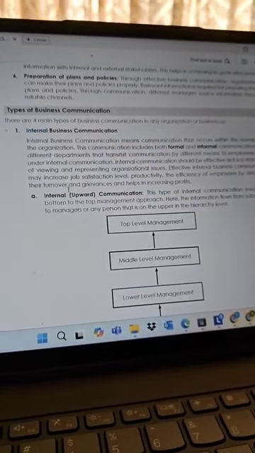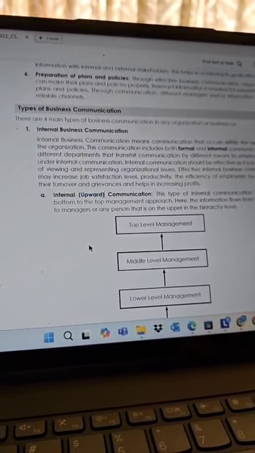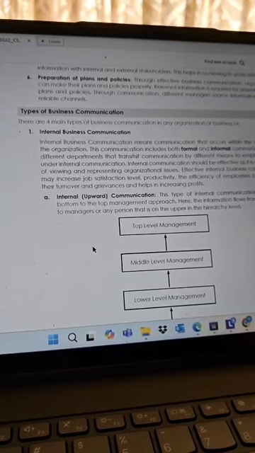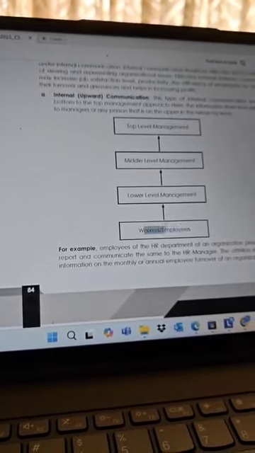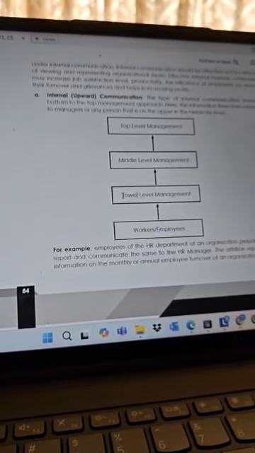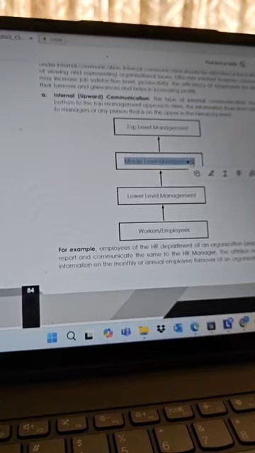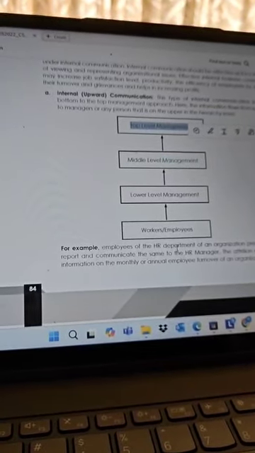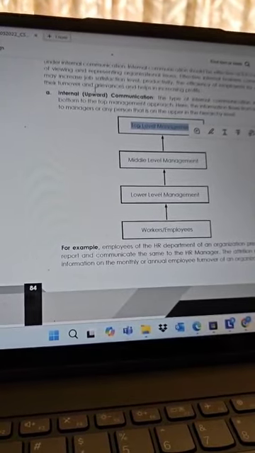Now internal may be upward communication. Upward means what? Going up. So from a bottom level employee to a top level employee, when the communication is happening, it is upward communication. So here it is workers or employees, they are communicating something to lower level management. They are further passing on the message to middle level and then the top level. So this is going from here to here. So it is moving in an upward direction. So it is upward communication.